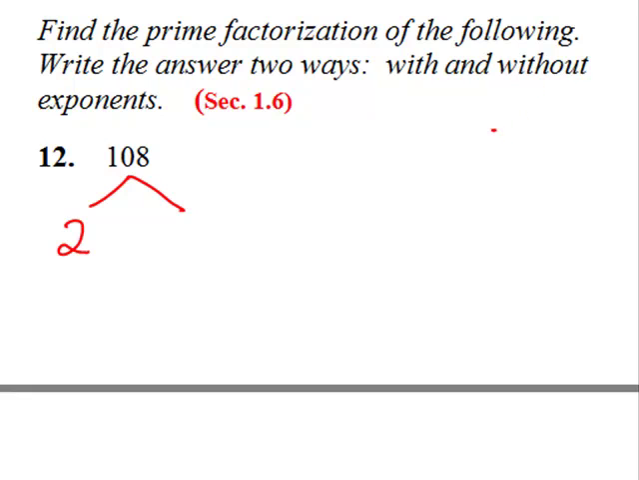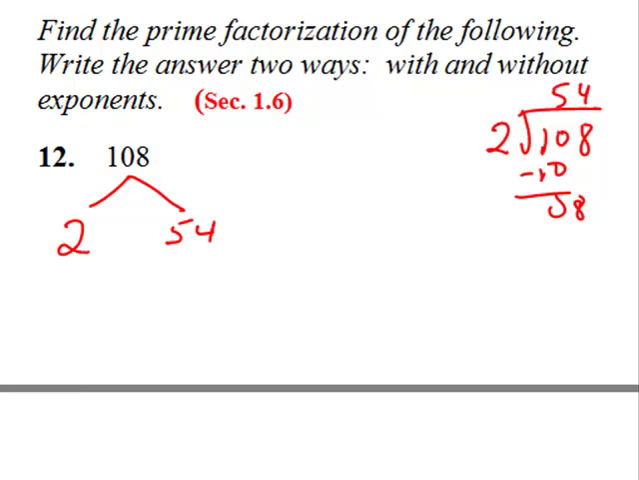And off to the side, we can divide 2 into 108. 2 into 10 goes 5 times. Bring down the 8. 2 into 8 goes 4 times. 54 over here. 2 times 54. Now 54 should be a number we're more familiar with. In this case, it's 6 times 9. And that breaks it down very quickly for us. 6 is 2 times 3, and 9 is 3 times 3.